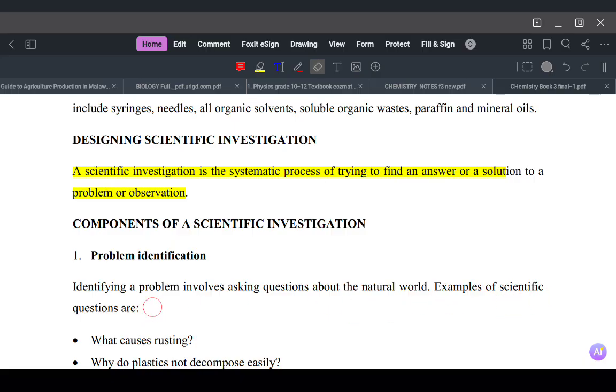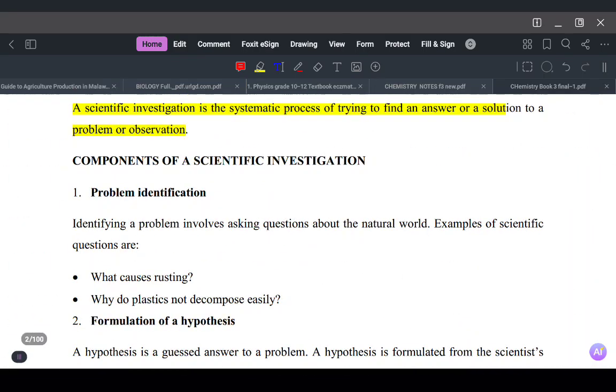Examples of scientific problems or questions include what causes rusting. All right, you have seen metals changing color. Okay, so you ask yourself what is causing it. All right, that's a problem. So you carry out a scientific investigation to find the answers to the question, what causes rusting? Why do plastics not decompose easily? Why don't plastics decompose easily? That's another one. All right, so first and foremost, identify the problem.